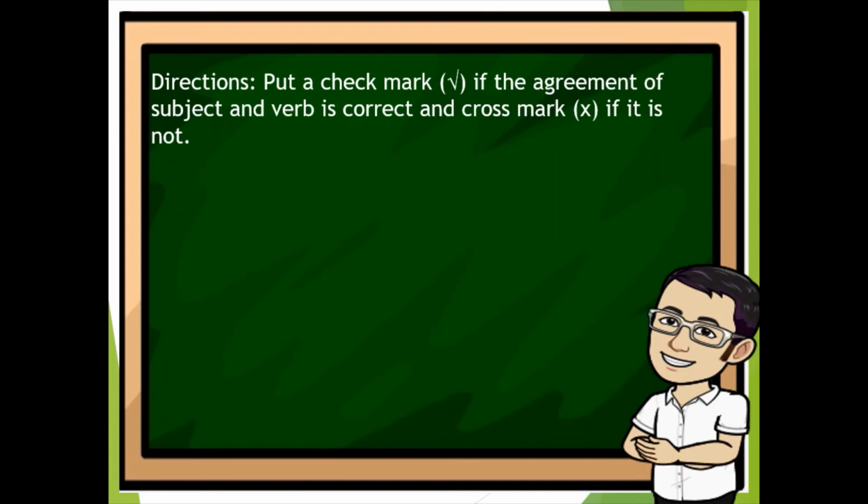Now you have learned about the rules on subject-verb agreement. Let's have a seatwork. Get a pen and a piece of paper. You can pause the video to think of the correct answer. Are you ready? So let's get started. Directions: Put a check mark if the agreement of subject and verb is correct, and a cross mark if it is not.